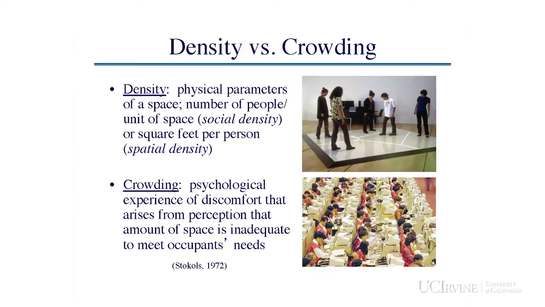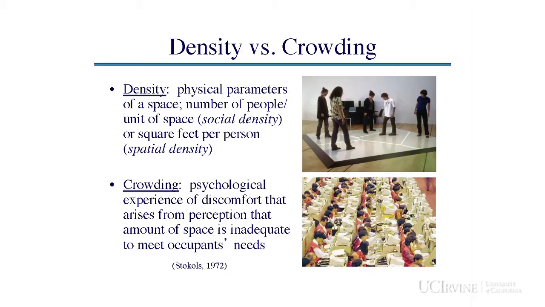Density is a physical kind of concept, an amount of space, and you can either talk about social density, which is the number of people per a given unit of space, or you can take the same number of people and vary their square footage, and that's called spatial density. So there's social density and spatial density. But all of these variants of density are basically measures of physical space, right? Crowding, on the other hand, is a psychological experience, and it refers to a discomfort that arises from the perception that you don't have enough space for what you want to do.